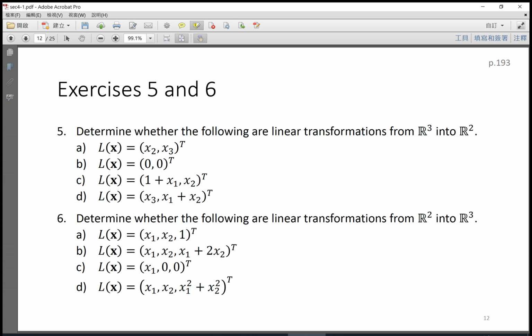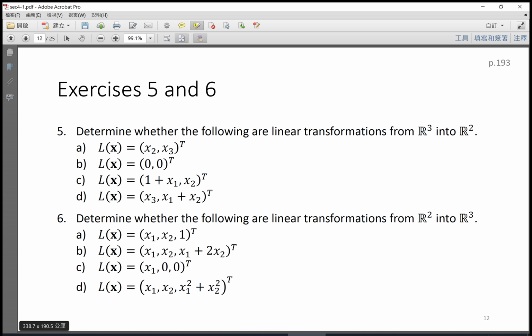In case B, L of x is defined as (x1, x2, x1 plus 2x2). Since the output of L only involves terms from input x of first order only, therefore L is a linear transformation. In case C, L of x is defined as (x1, 0, 0). Since the output of L only involves 0 or only involves terms from input x of first order only, L is a linear transformation.